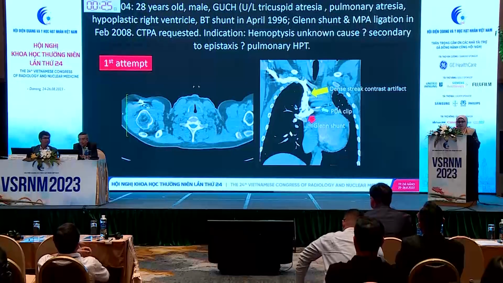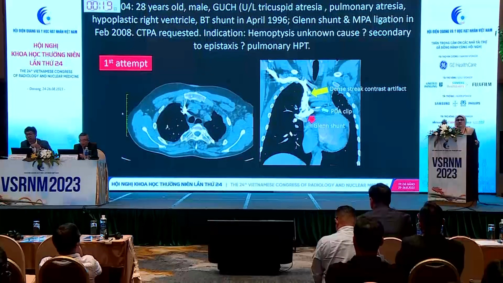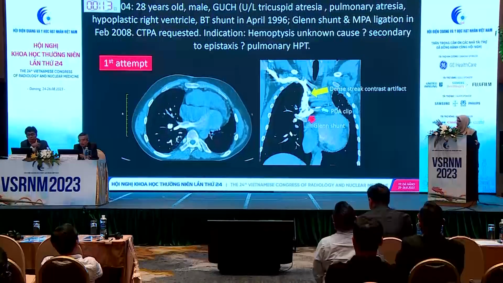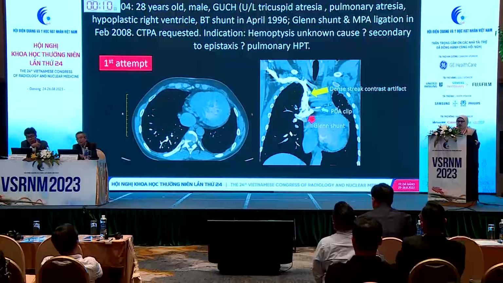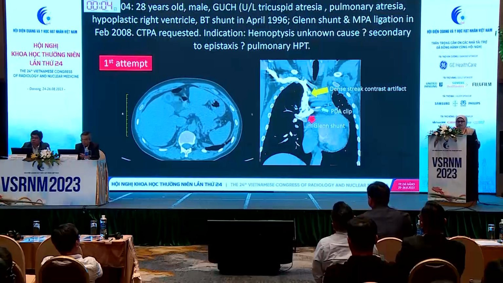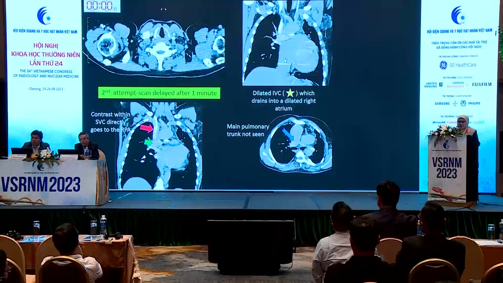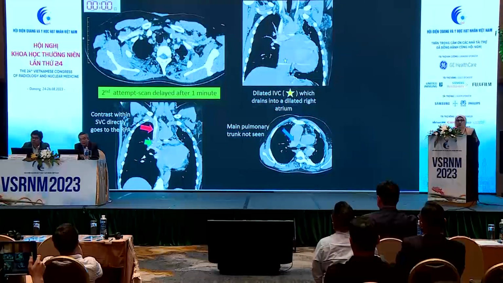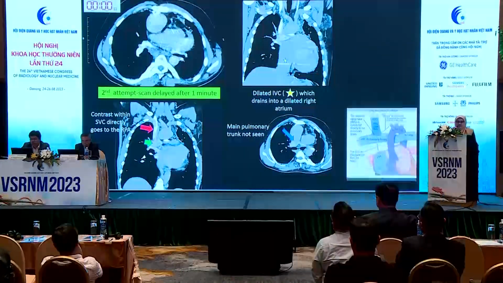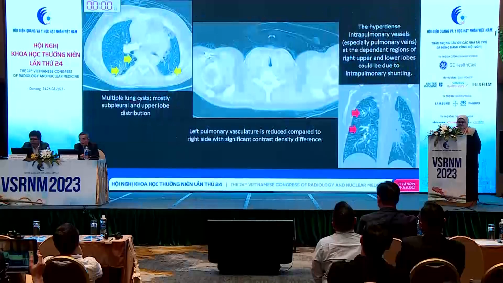Okay, 28 years old with tricuspid atresia. This patient had a Glenn shunt. Actually, this is a case where we learn from our mistake. This commonly happens whenever you do congenital heart scanning. We only managed to get a very dense contrast opacifying the BT shunt, the Glenn shunt, but not the actual cardiac chambers. But in our second attempt, we delayed the scan by 1 minute, and the result was optimum opacification. There are other things to show, but I don't have time.